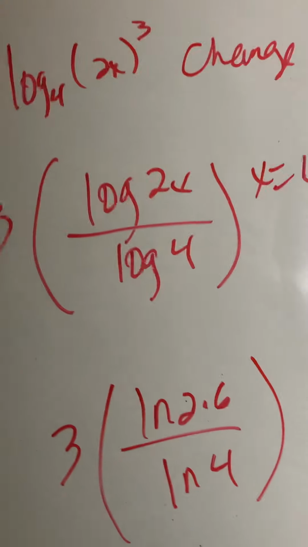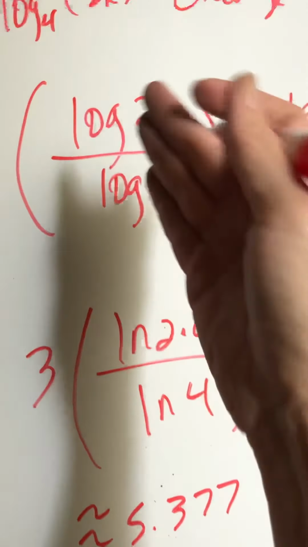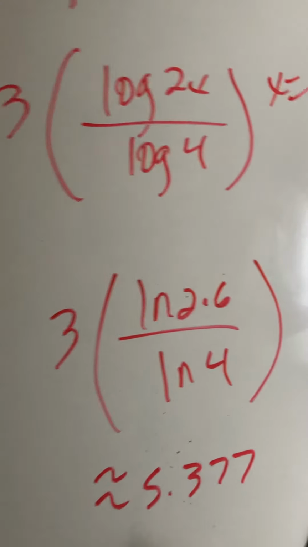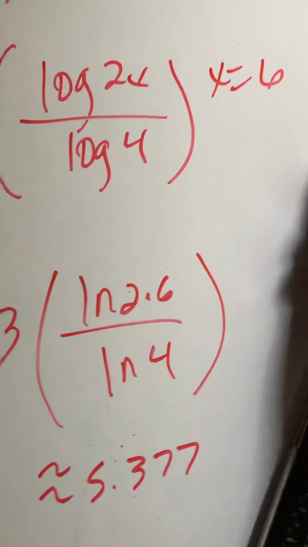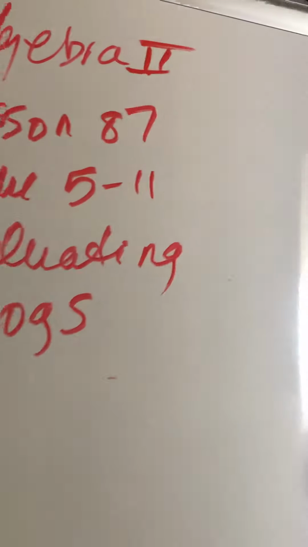But that's all you have to do. Do the change of base formula like I've shown you, then change the logs to ln's. And remember that 3 on the outside has got to be there and be distributed. Okay, so let's look at another one of those.